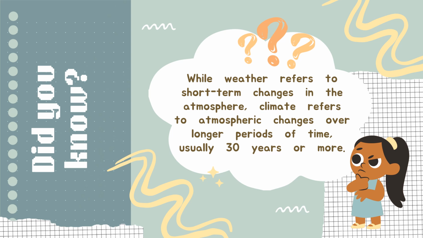People often use weather and climate interchangeably, but did you know that weather and climate are different from each other? If you are pertaining to the sunny day, windy day, cloudy day, rainy day, and stormy day, you are referring to the weather. The weather refers to the short-term changes in the atmosphere, while climate refers to atmospheric changes over longer periods of time, usually 30 years or more.